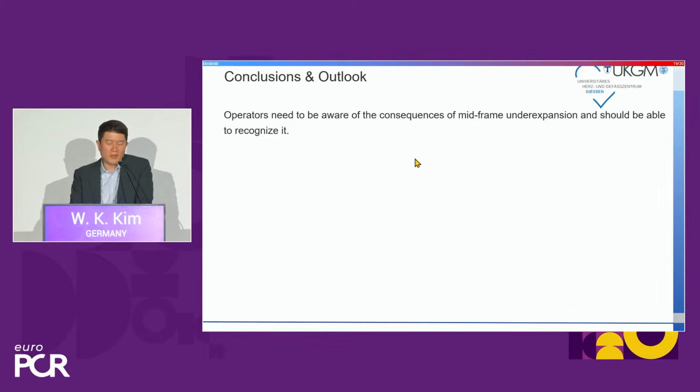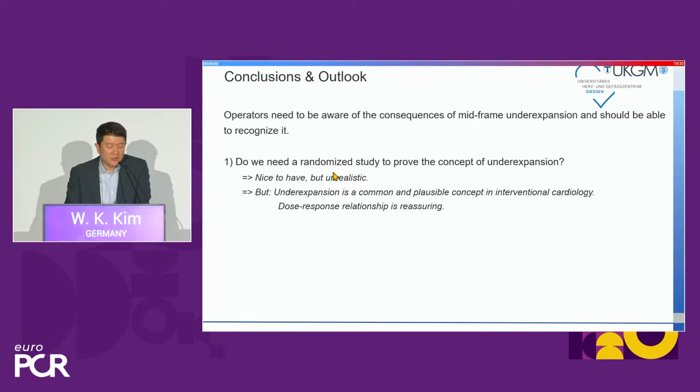I think what we have to learn from this is that operators, and this is not only for the Accurate platform, but across all different TAVI platforms, need to be aware of the consequences of underexpansion and should be able to recognize it. So the question is, do we need a randomized study to prove the concept of underexpansion? It would be nice to have, but I think it's unrealistic.